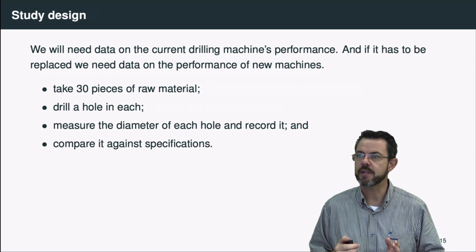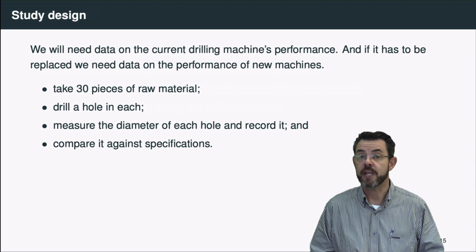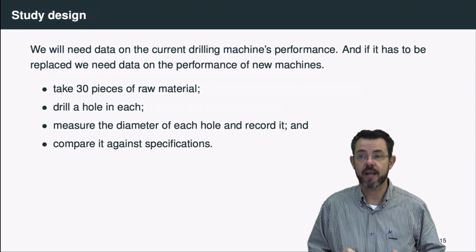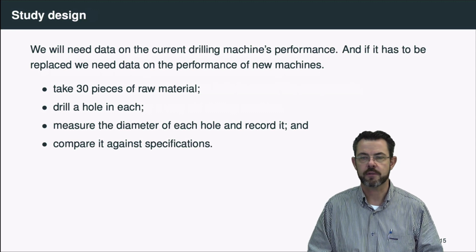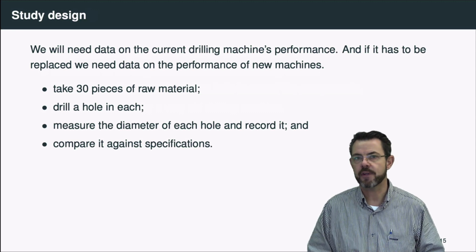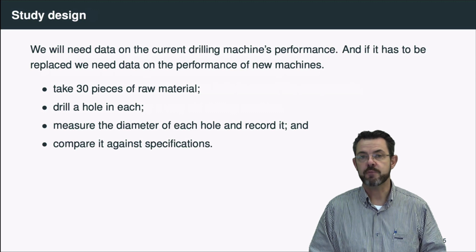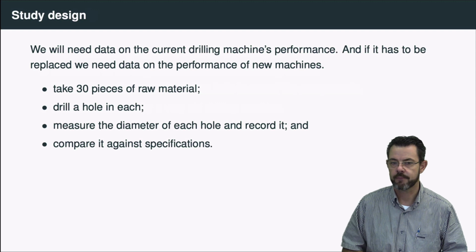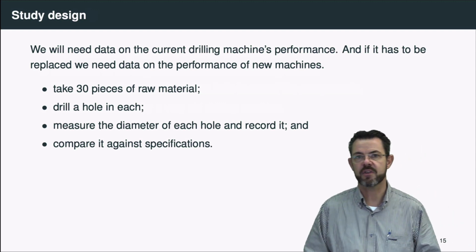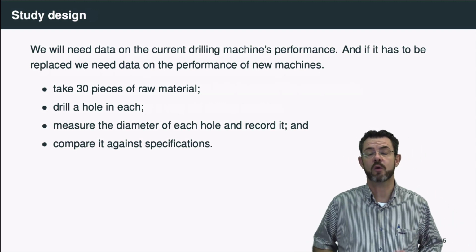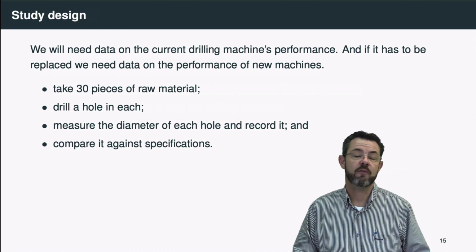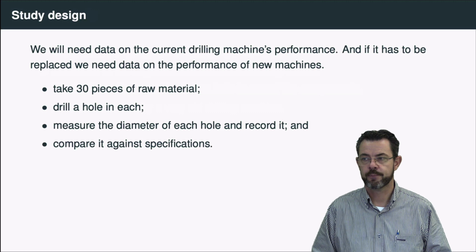We're going to take 30 pieces of raw material for each test, drill a hole with a particular machine, measure the diameter of the hole, and record it. So we will end up with 30 observations for each machine, the current machine and 3 alternative machines that we will investigate. And we will compare their results with one another to make the call on whether the current machine is performing up to standard or not, and if we should replace it, by which one.